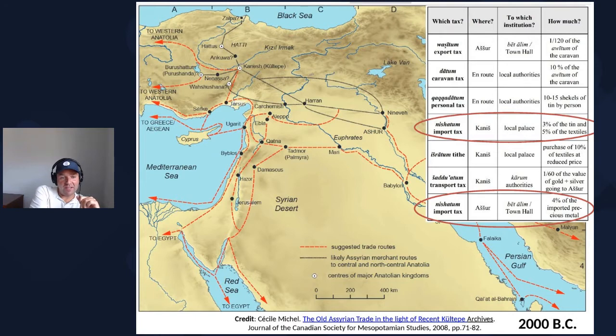We can see that in the city of Kanesh, you had to pay a tariff of 3% of the tin or 5% of the textiles you imported. And the city of Assur charged a 4% tariff on any precious metals being imported. And with those tariffs, what they were paying for was the tax to the city state for the privilege of introducing those goods into local commerce and finding vendors and working as local vendors that have an agent there, selling it to whoever in the city state wanted to buy it.